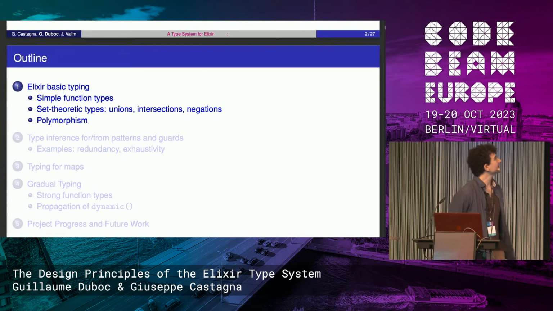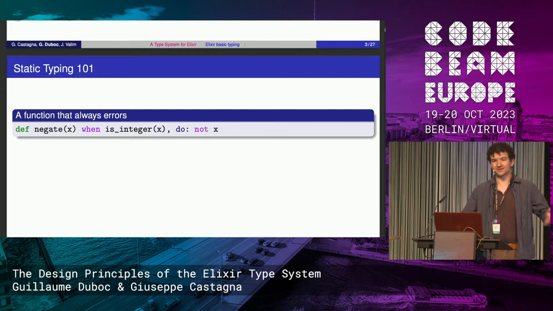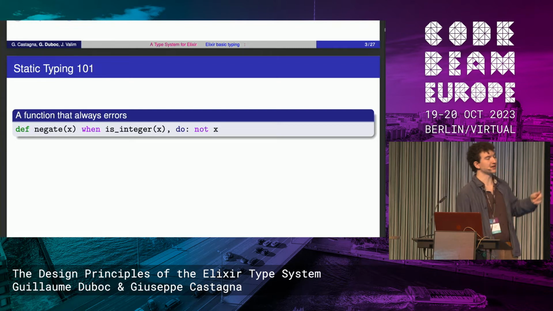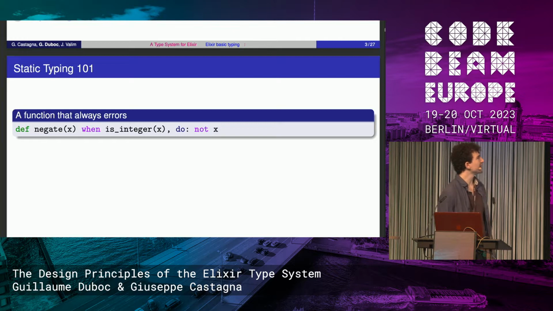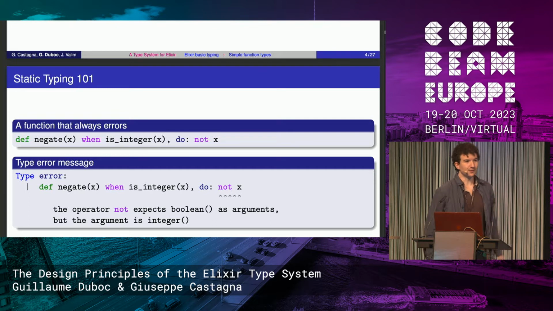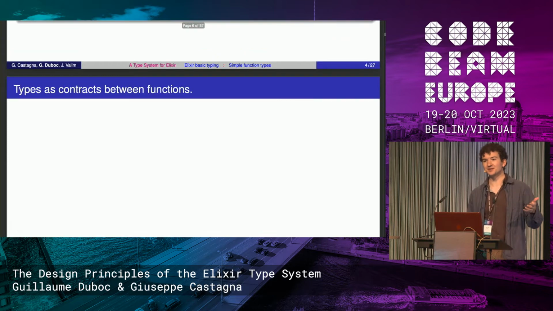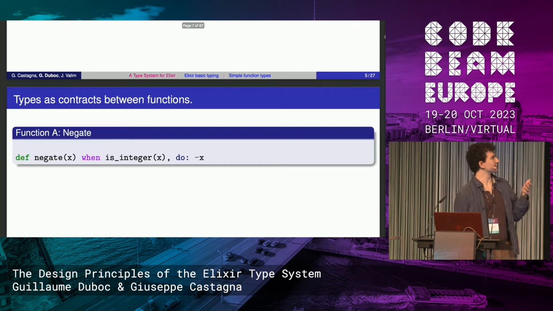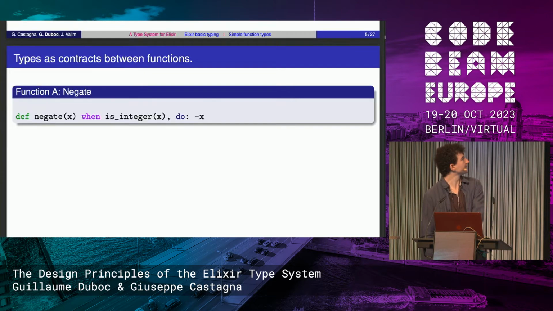Static typing in Elixir is meant to, first of all, catch a whole class of simple bugs, such as this function here that tries to do the Boolean negation of something that's always an integer, which is going to give you a type error. For programmers, though, who don't put bugs in their programs, types are meant to be used as contracts that they put on their functions.